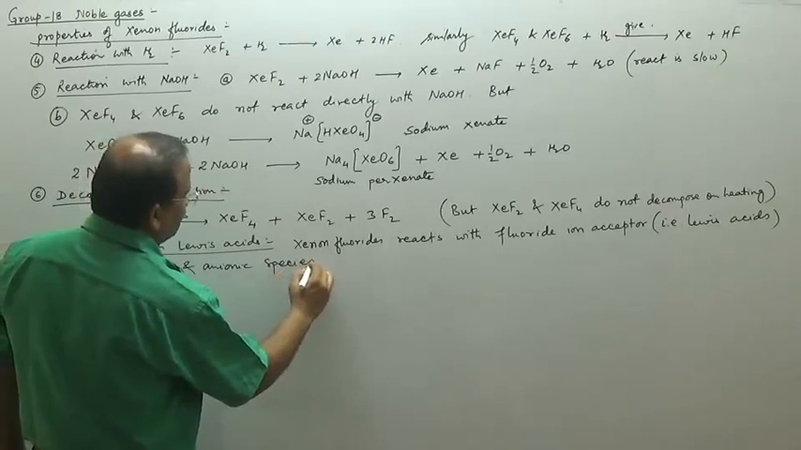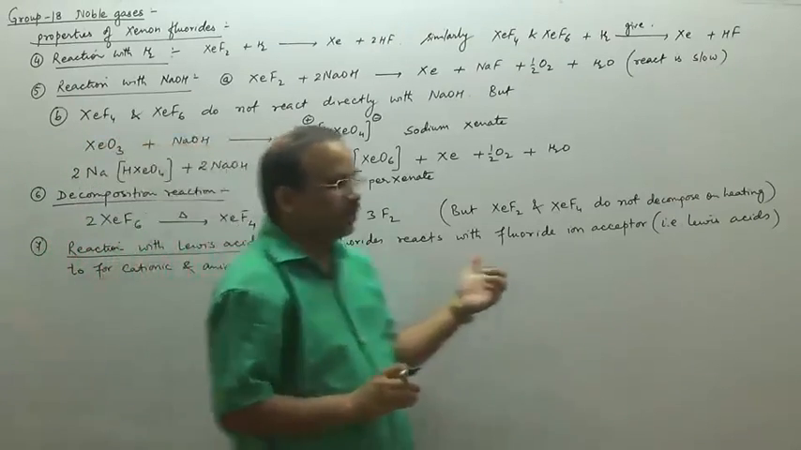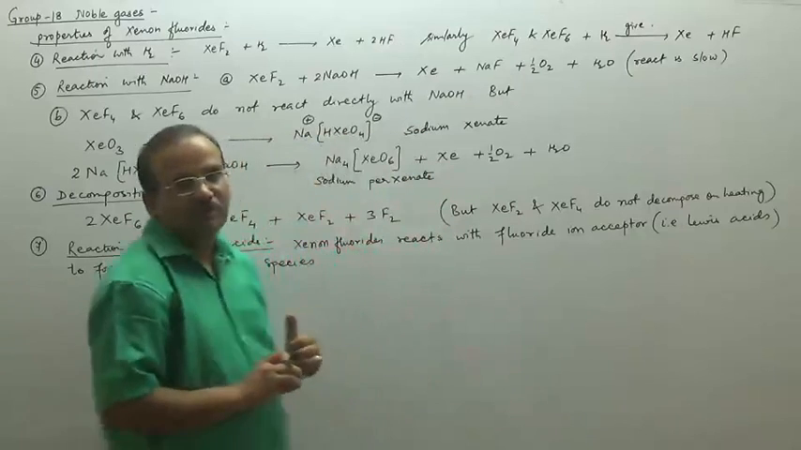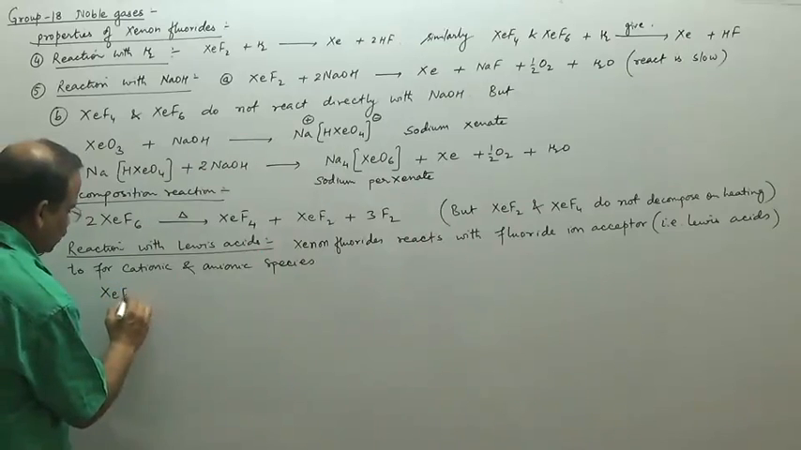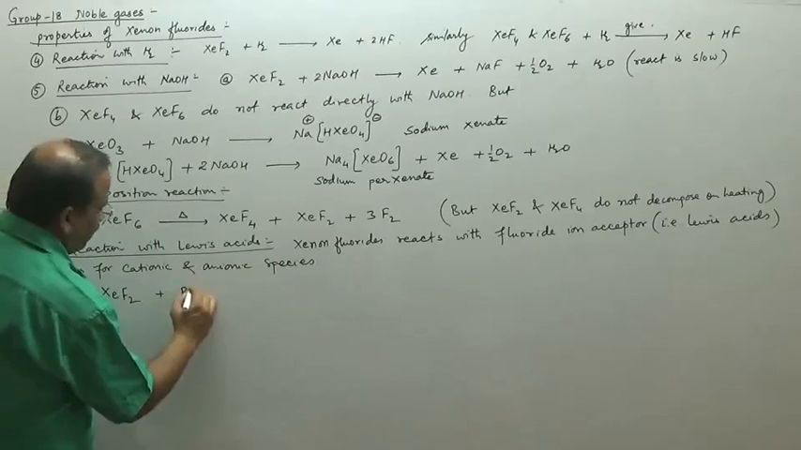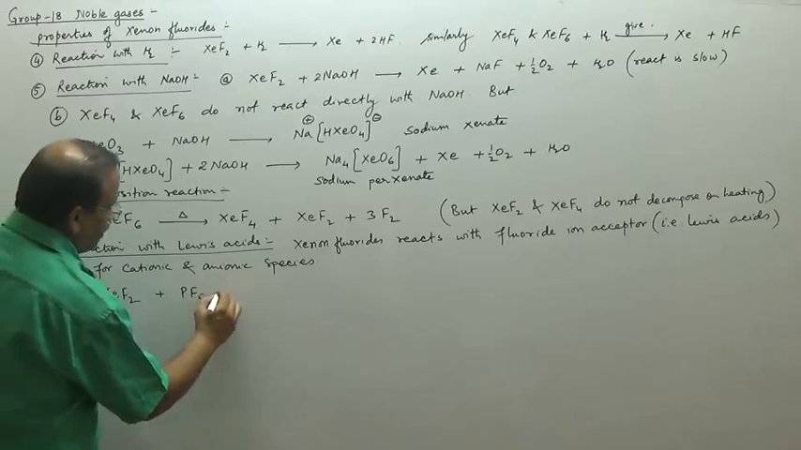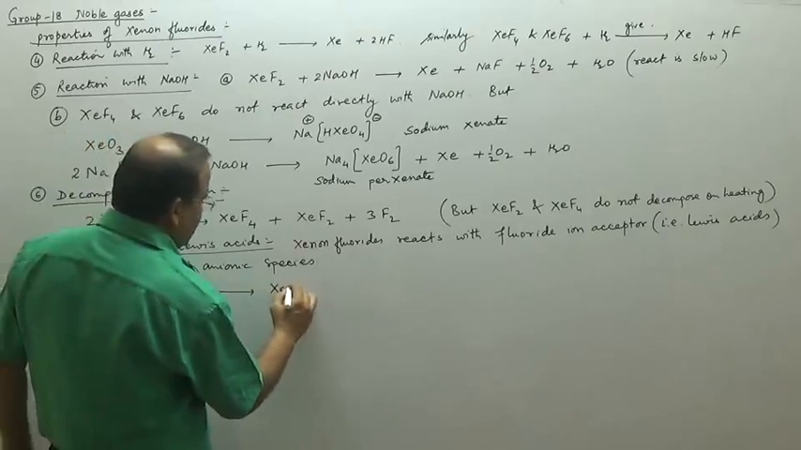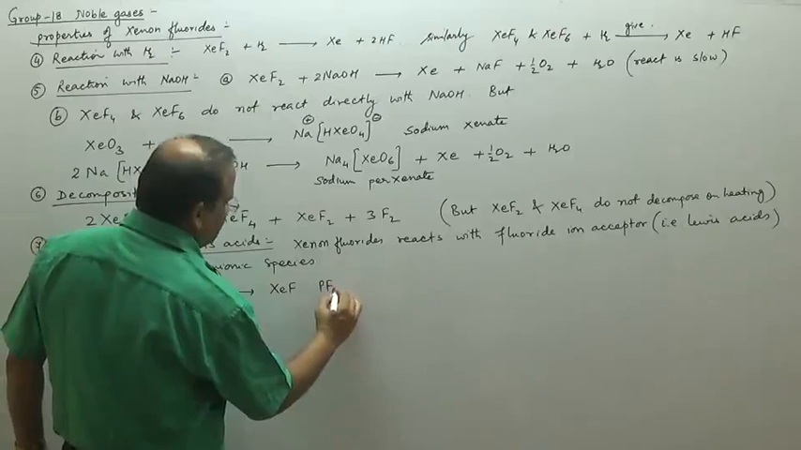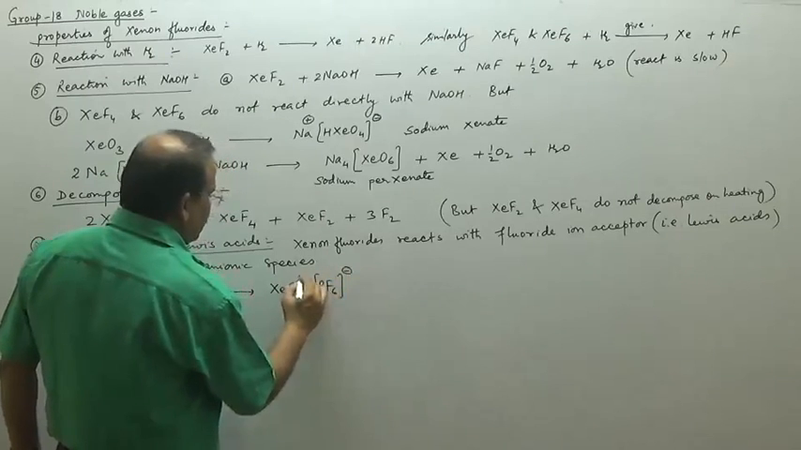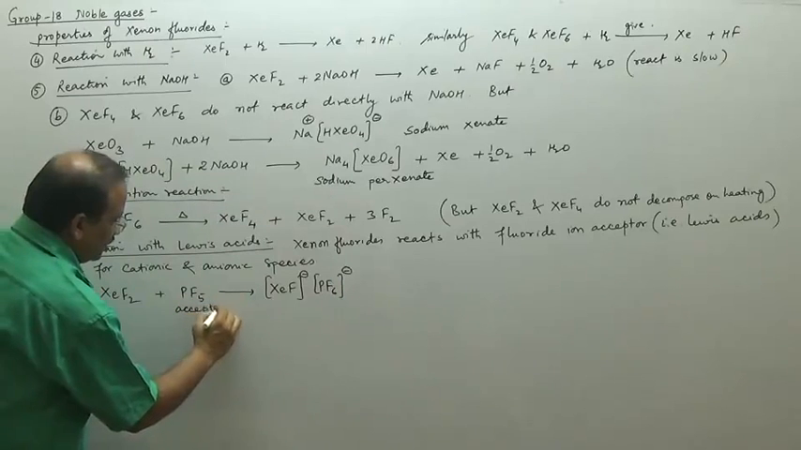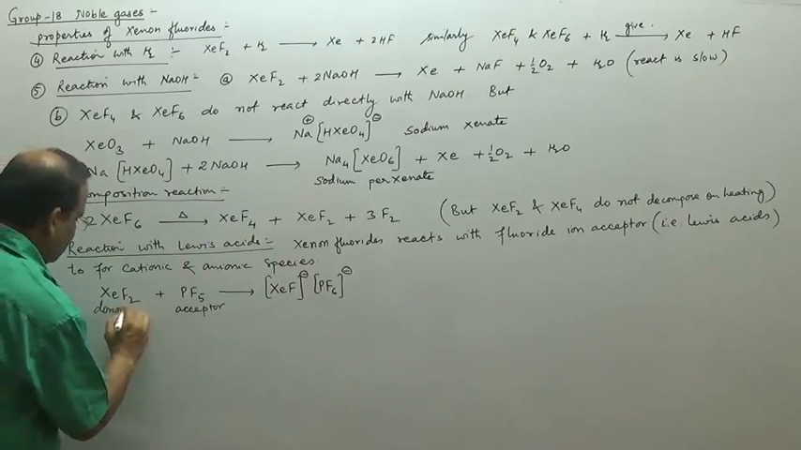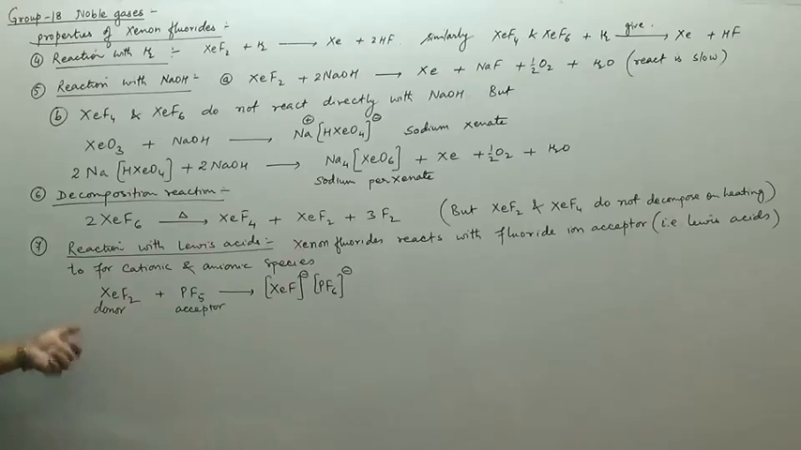So let us check that xenon fluorides react with a fluoride acceptor, the Lewis acid, by which we are going to write the reaction. If I write XeF2, when it reacts with, suppose, PF5, then it forms XeF+ and PF6-. So that is what we are writing: this is the fluorine acceptor, and this is the fluorine donor.